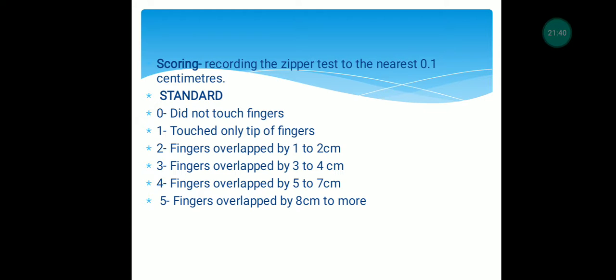The scoring of the zipper test is recording the result to the nearest 0.1 centimeters. Standard: 0, did not touch the fingers; 1, touched only the tips of fingers; 2, fingers overlap by 1 to 2 cm; 3, fingers overlap by 3 to 4 cm; 4, fingers overlap by 5 to 7 cm; 5, fingers overlap by 8 cm or more.